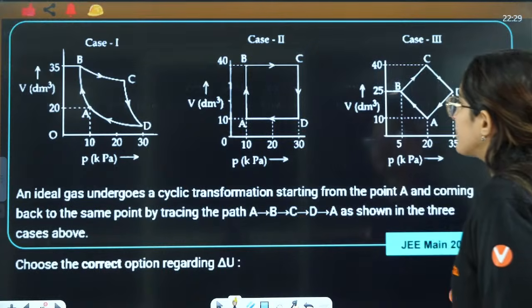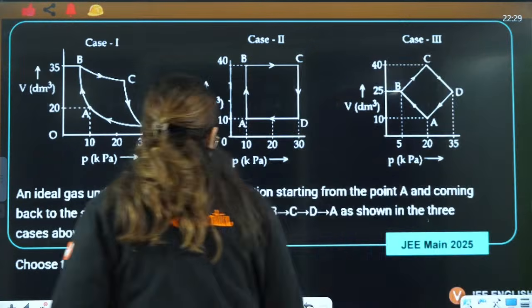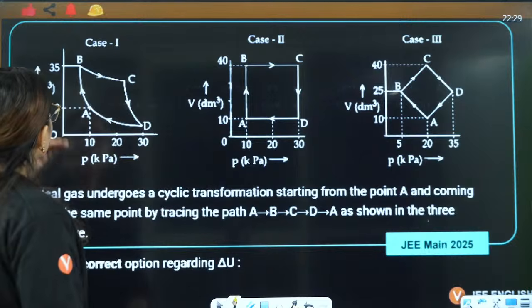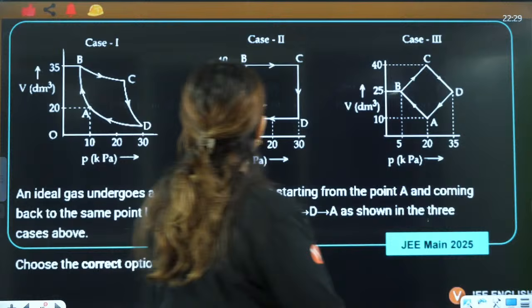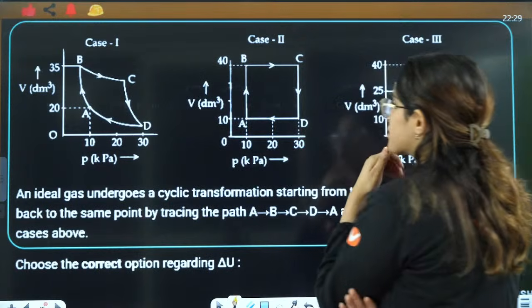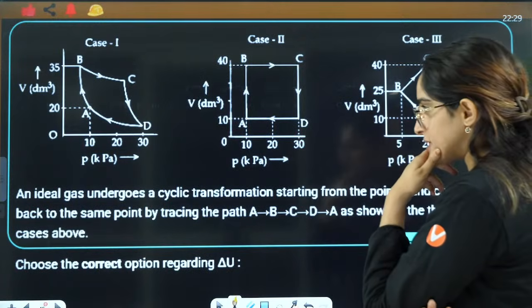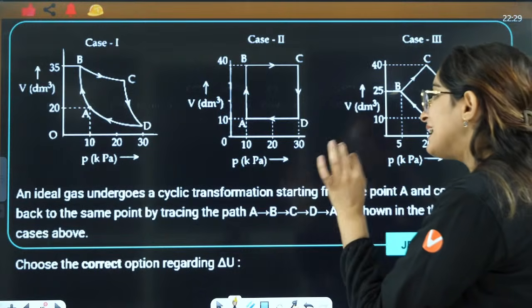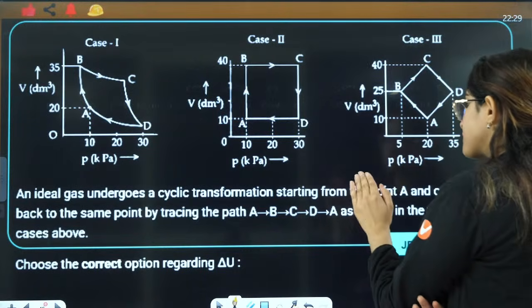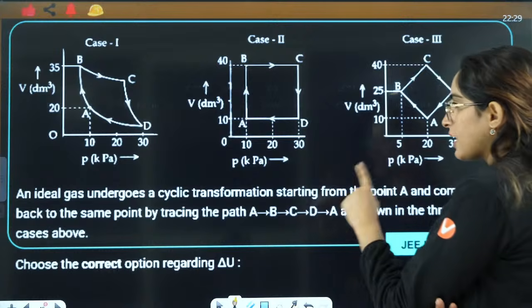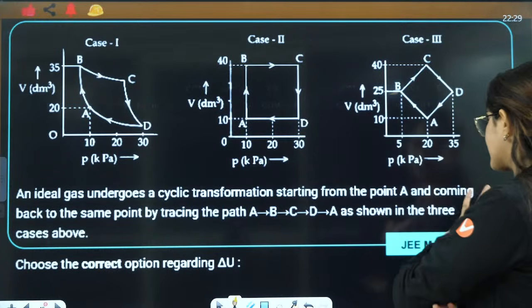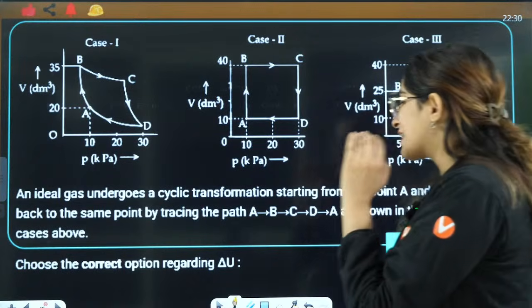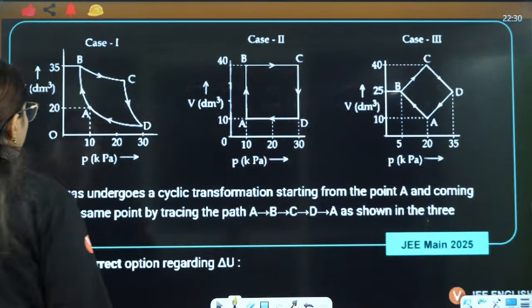So, case 1, case 2 and case 3. In case 1, they have given you some volume and some pressure. Here also volume and pressure, here also volume and pressure. All of these are cyclic processes. They are saying an ideal gas undergoes cyclic transformation starting from point A and coming back to the same point by tracing A, B, C, D, A. In all these cases, choose the correct option regarding delta U.